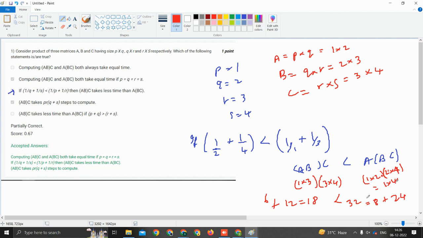BC. So first we solve the brackets BC, right? Which is the computation, I'm telling, 2 into 3 into 4, right? Correct. Okay, which makes it how much? 24. And then we have A, which is 1 cross 2, and BC is 2 cross 4, right? So it's going to be how much?